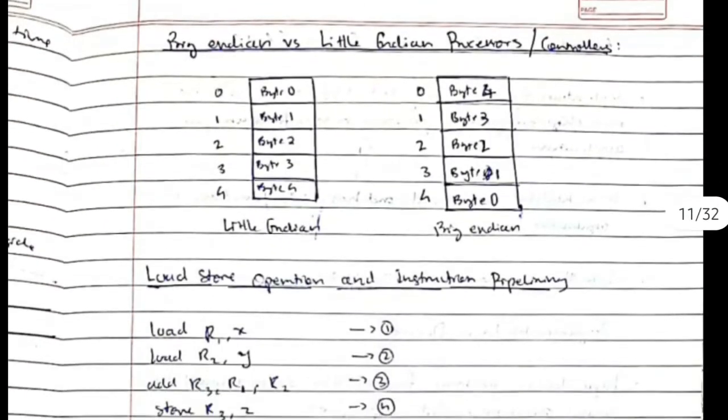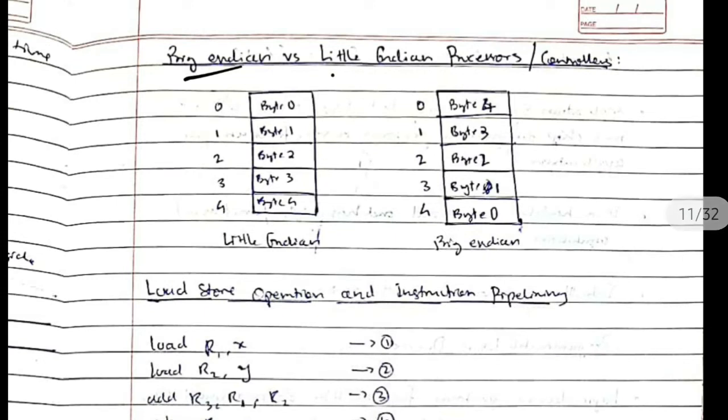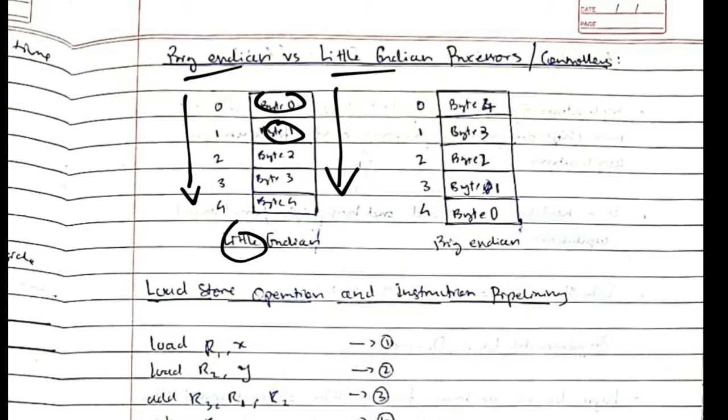And moving on, we have the next one: big endian and little endian. See, it's very easy. In little endian, byte 0 and byte 1 will be stored in increasing order of the memory locations, whereas in big endian, byte 4 will be stored first, then byte 3, byte 2, byte 1, in descending order. So this is the main difference between big and little endian.